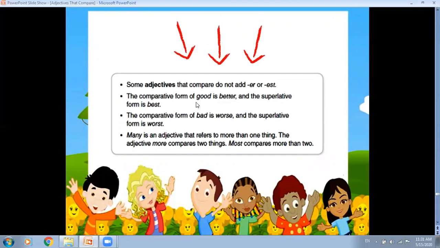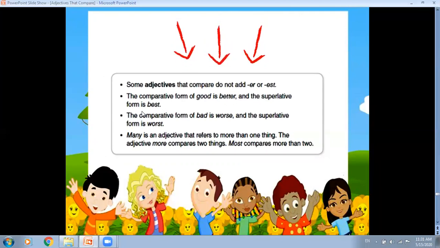The comparative form of good is better, and the superlative form is best. So the adjective good, when I want to put it in the comparative form, I have to change the whole word. I have to say better. And in the superlative form, it is what? Best. You have to study them.